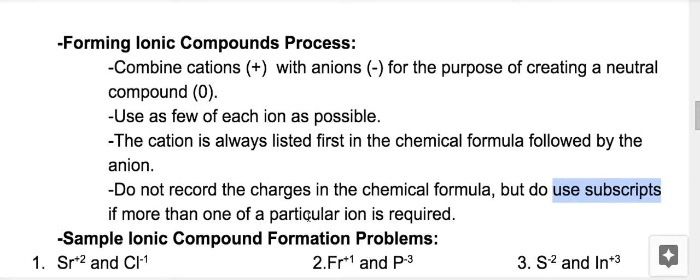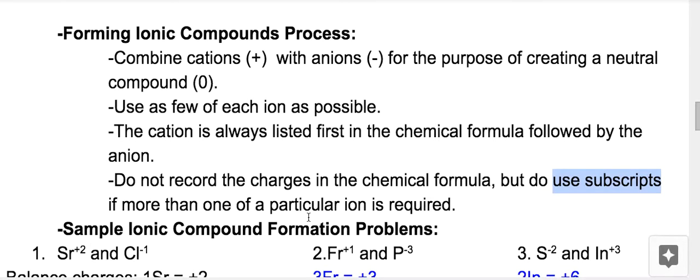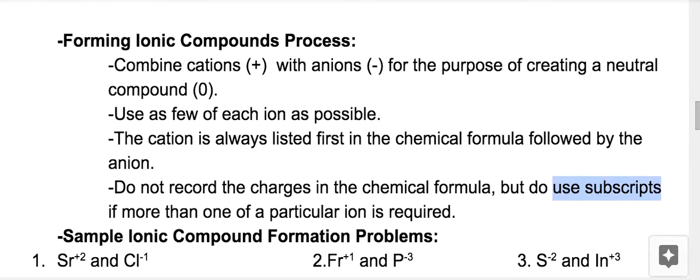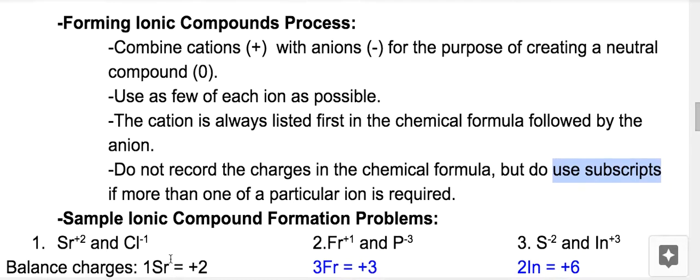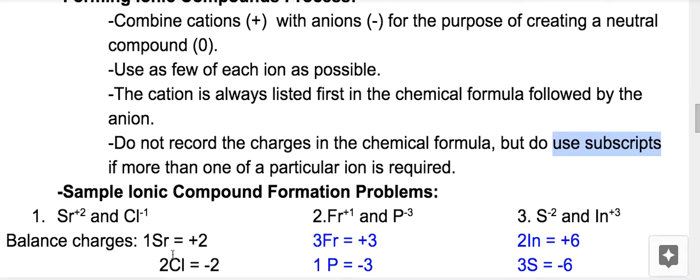So here are some problems for us to work on. The first one is strontium 2+ and chloride, which has got a -1 charge. So here's the deal. We've got 2 positive charges and 1 negative charge. So I'm going to show you kind of how I did this. So if I think of this, I've got 1 strontium, which has a charge of +2, and then I've got chloride, which has a charge of -1.